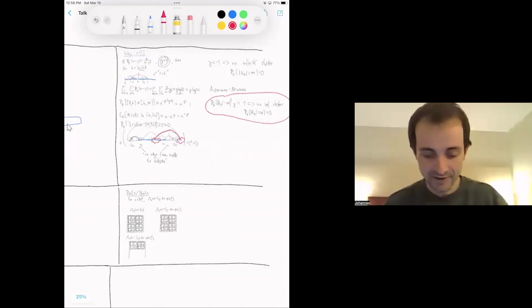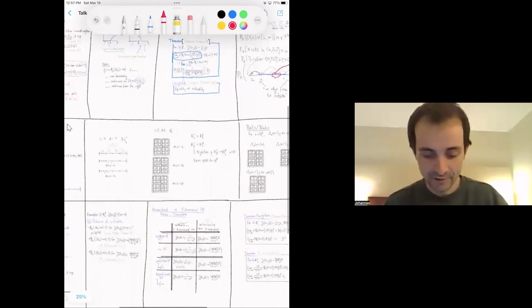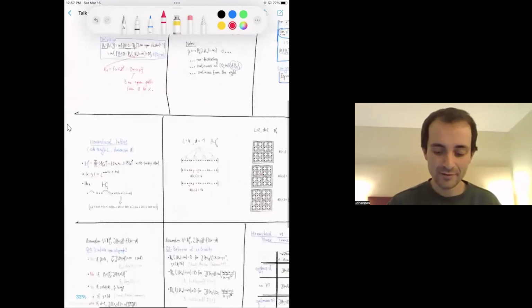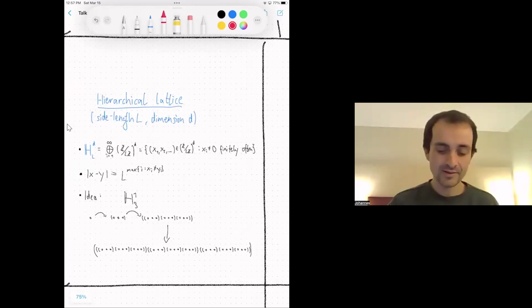So formally it's defined as follows. It's a group, and you can think of the group as sequences in the torus, infinitely long sequences, but all but finitely many elements of the sequences are 0. So that's the formal definition.